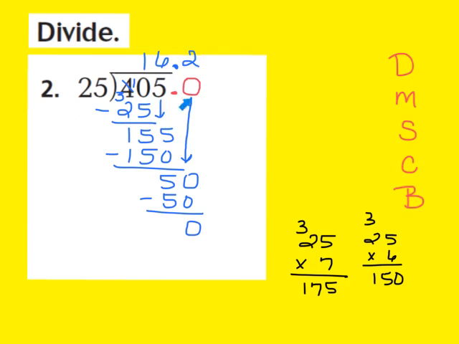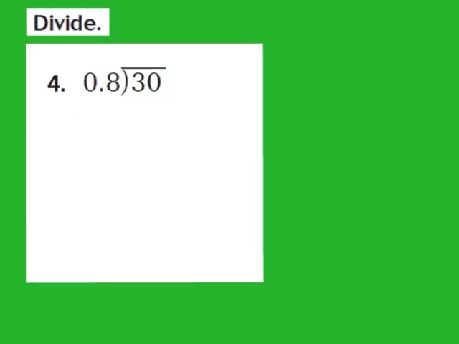add a 0. Now, let's take a look at question number 4. For question number 4, we have the whole number 30 being divided by the decimal 8/10. Now remember, our divisor cannot be a decimal number. So I have to first of all turn that decimal number, my divisor, into a whole number.